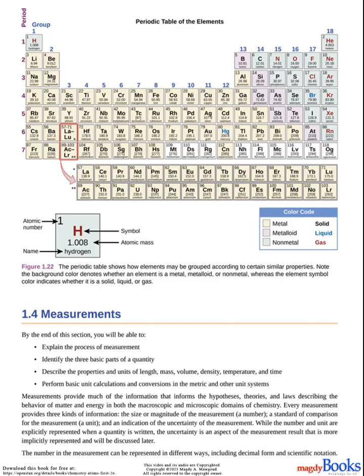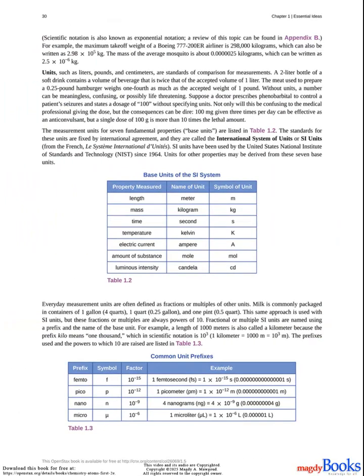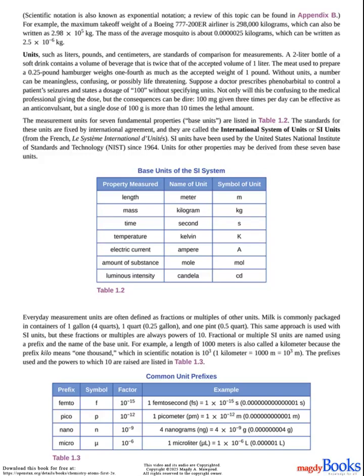The number in the measurement can be represented in different ways, including decimal form and scientific notation. Scientific notation is also known as exponential notation. A review of this topic can be found in Appendix B. For example, the maximum takeoff weight of a Boeing 777-200 airliner is 298,000 kilograms, which can also be written as 2.98 multiplied by 10 to the power of 5 kilograms. The mass of the average mosquito is about 0.000025 kilograms, which can be written as 2.5 multiplied by 10 to the power of negative 6 kilograms.